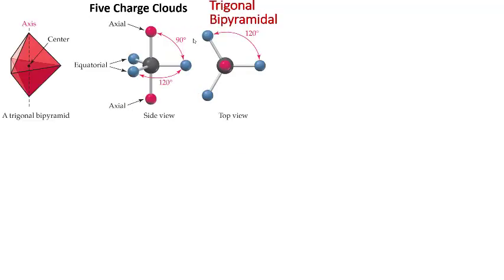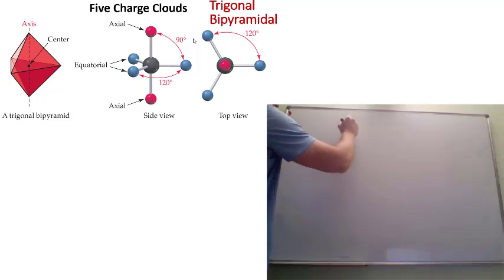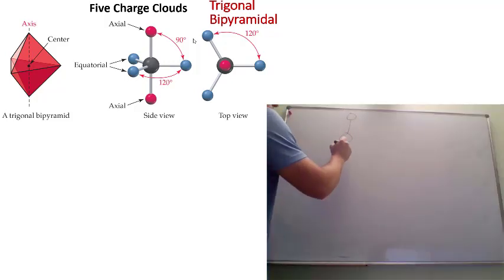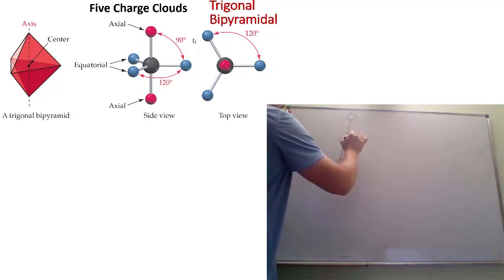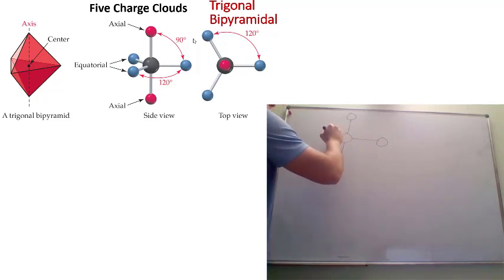All right, next is our five charge clouds. So here we're talking about an expanded octet sort of molecule. For this, we have our central atom. We have an atom coming straight up in the plane of the board, coming straight down in the plane of the board. And then in the middle, we have one in the plane of the board, one going into the board, and one here coming out of the board.